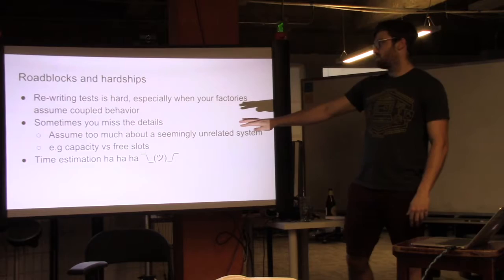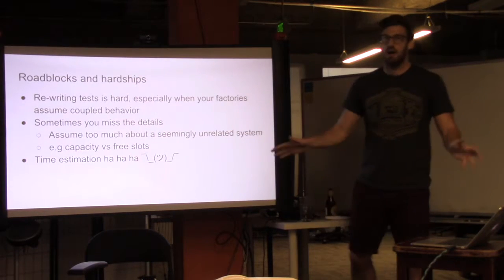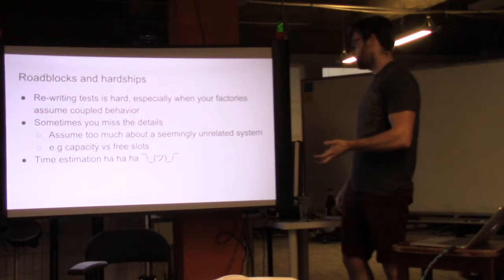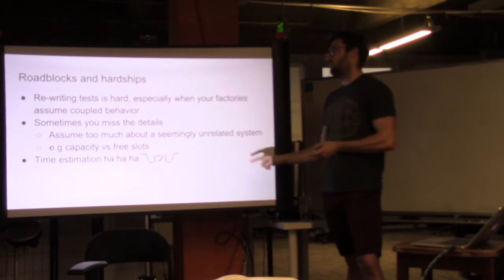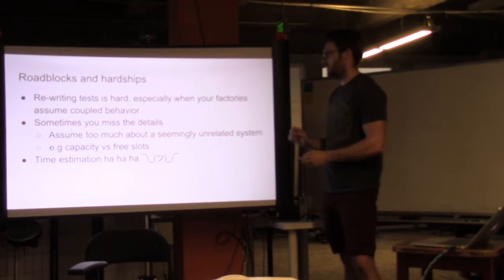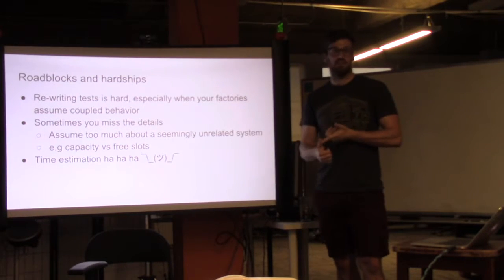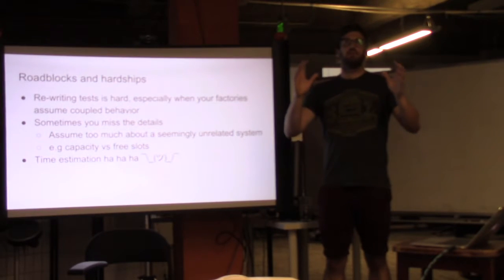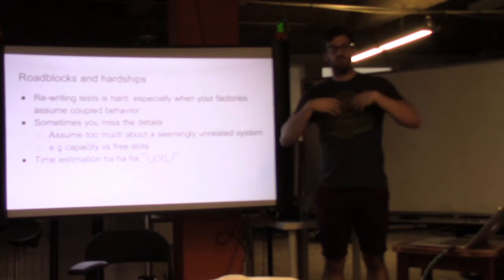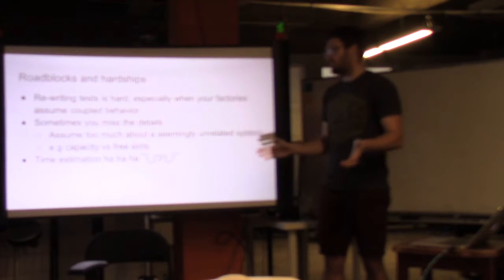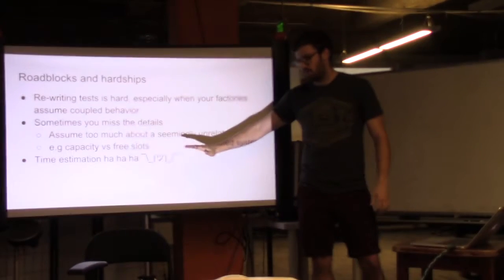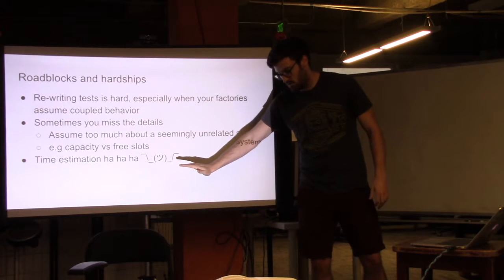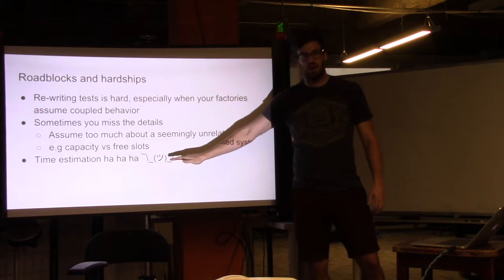I made some assumptions about what details of the system I didn't need to understand. I thought that I didn't need to know as much about some related systems, in this case capacity and free slots. Capacity being what the mentor sets as the number of students they will accept, and free slots being the delta between that capacity and the number of occupied slots that they have in their schedule.